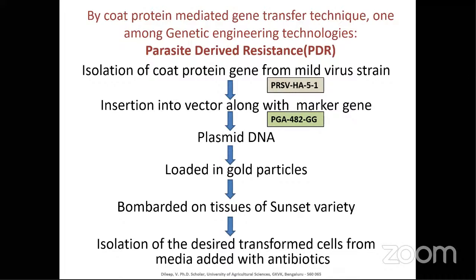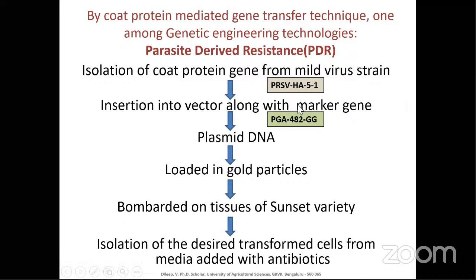They insert it into our body, so our body tends to produce antibodies against it. After that, even if there is an attack of the virulent virus, it will be prevented. The variety will be resistant. So the coat protein of a mild strain of the virus is isolated and inserted into a vector, with a marker gene, and plasmid DNA.